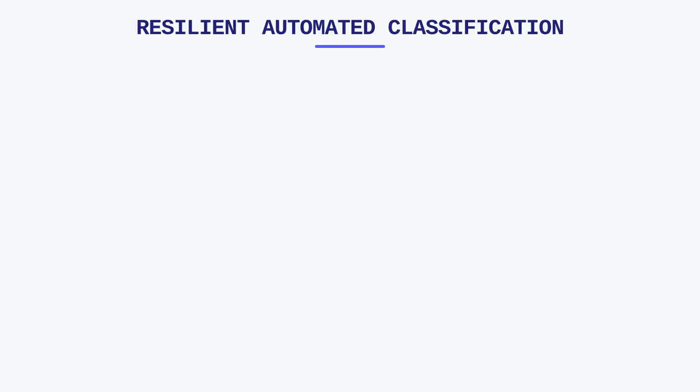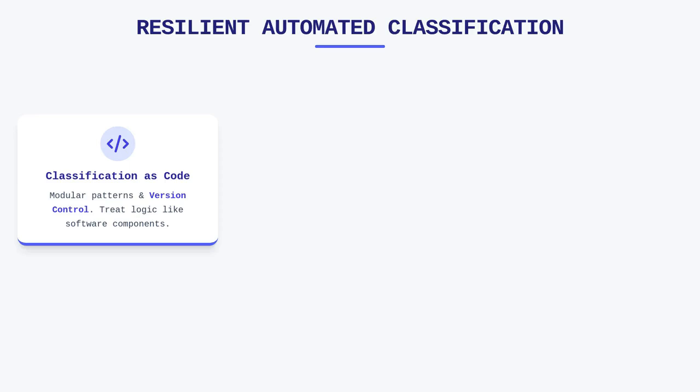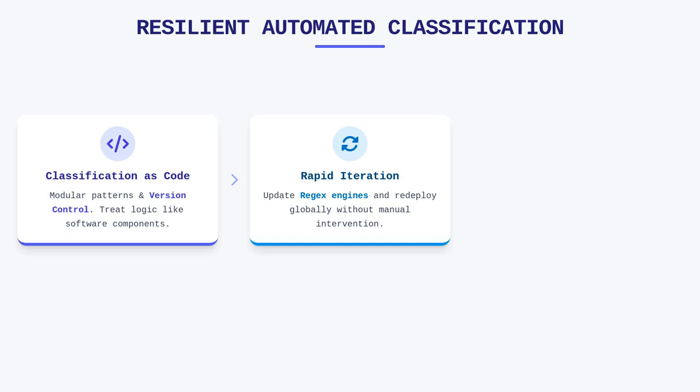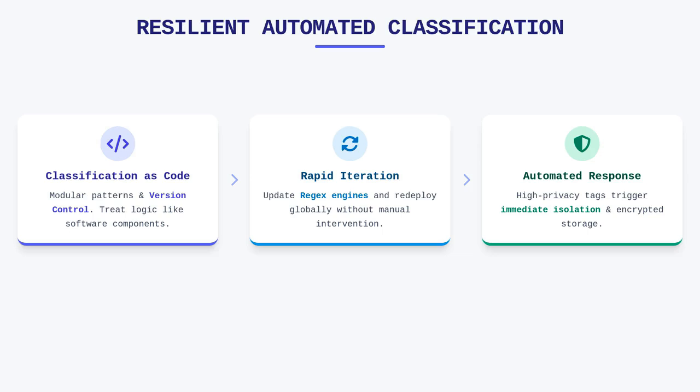To make these automated systems truly resilient, we must treat our classification logic as code, subjected to the same rigorous testing and version control as any other component of our application. Writing classification code necessitates a modular approach where specific patterns are abstracted into reusable functions that represent our organizational definition of sensitive data. If we discover that our regex engine is triggering too many alerts on non-sensitive log entries, we should be able to update our pattern definitions and redeploy them across our infrastructure without manual intervention. This level of automation allows for the creation of policy-based storage restrictions.